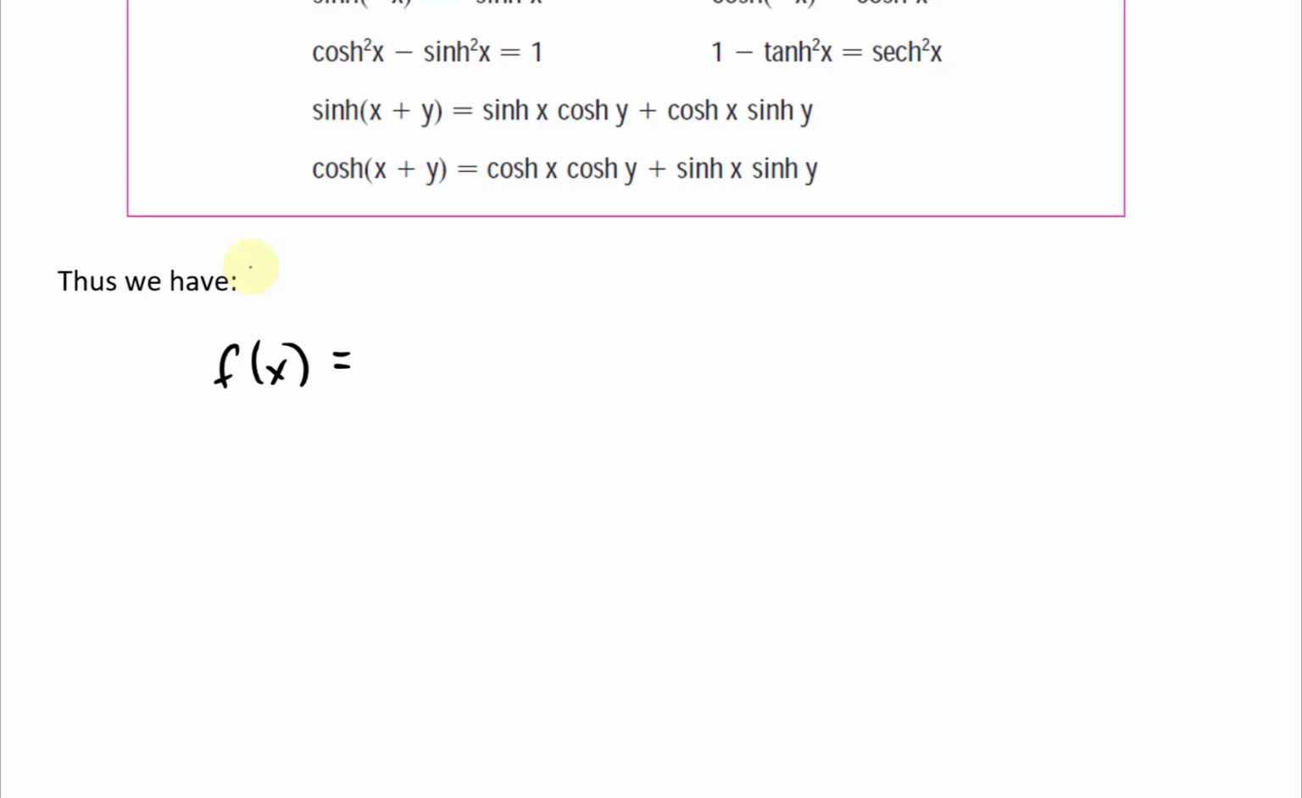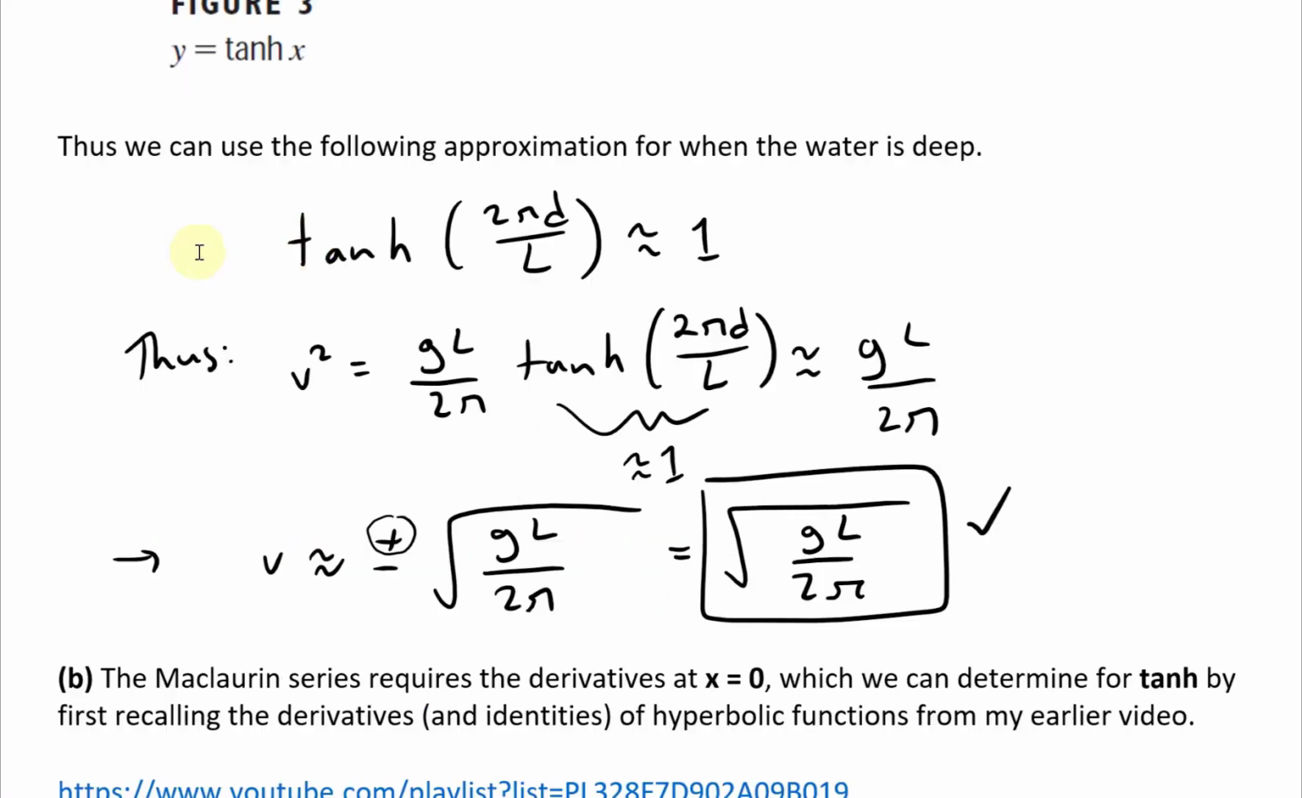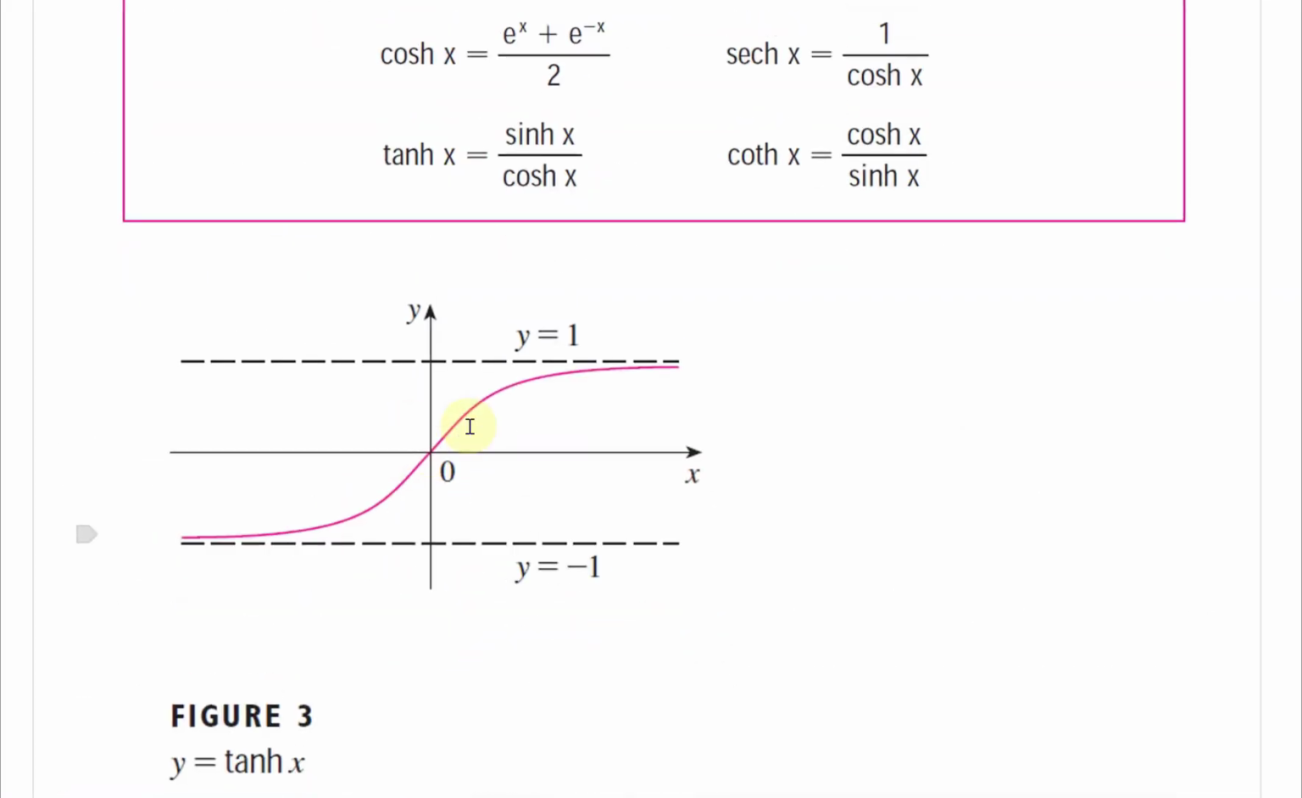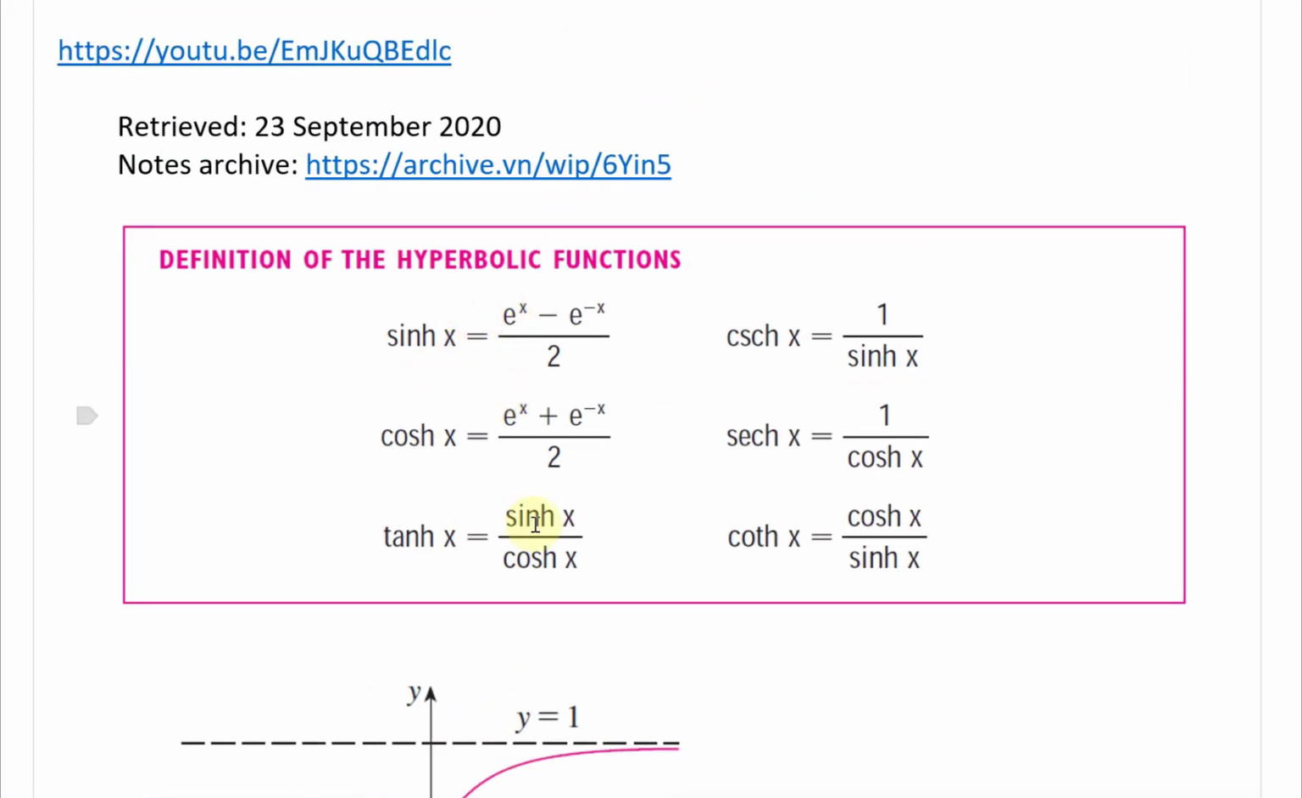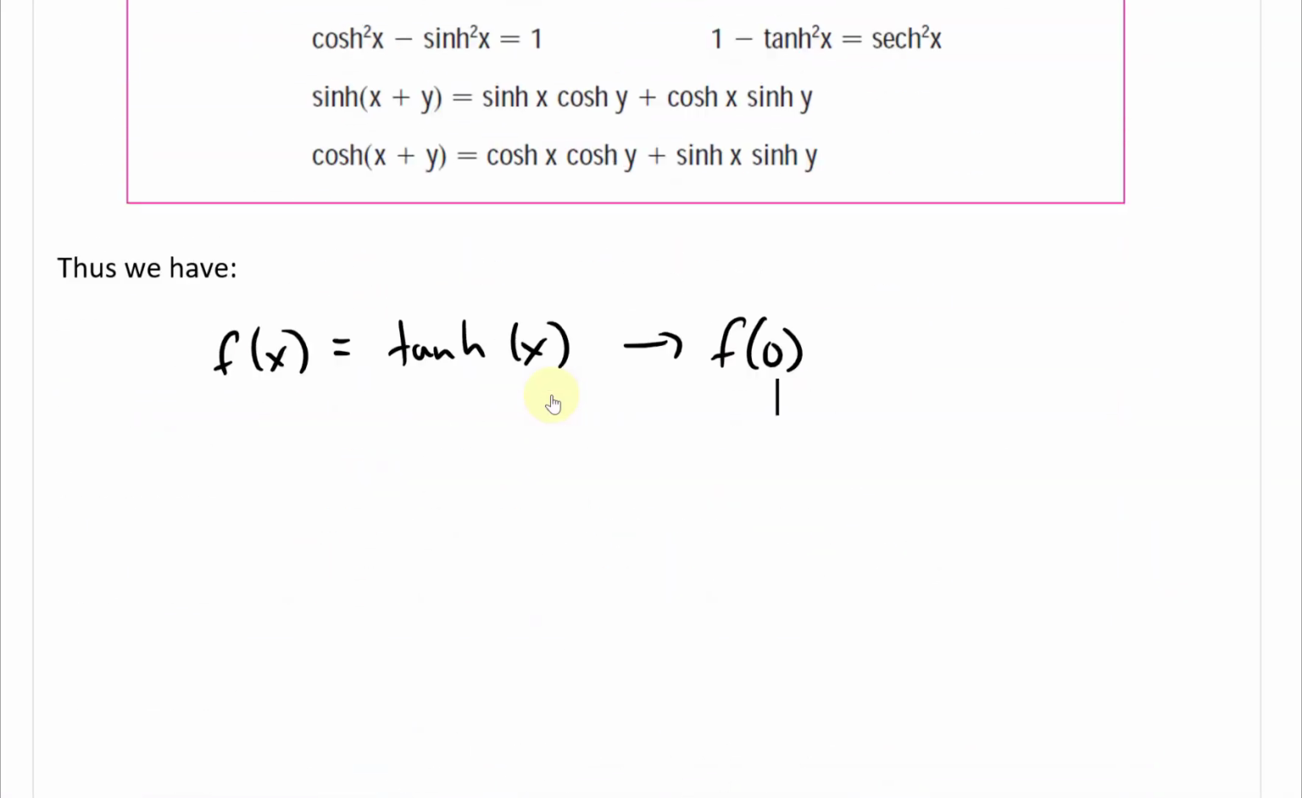So f of x is equal to tanh x like that, and now we want to get the first value, so f of 0. Well, we know from that graph it's equal to 0, or we could just calculate it because we know the definition here. It's going to be sinh over cosh. So this is going to be e to the x minus e to the negative x divided by e to the x plus e to the negative x, and then the 2's cancel out. So let's just write it down like that.